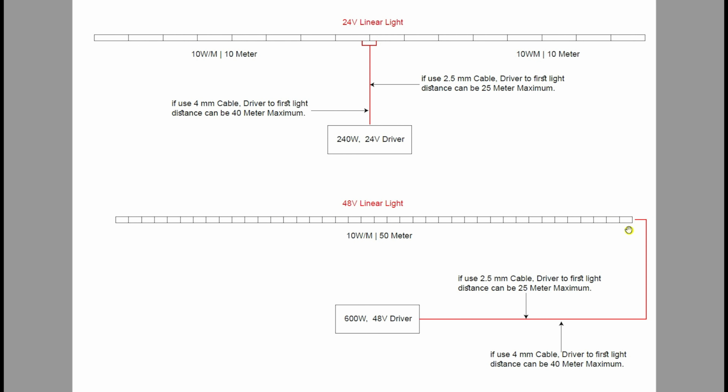You need to use a higher wattage driver. If here it is 50 meters and each meter is 10 watt, the total load is 500 watt. So we are going to use a 600 watt, 48 volt driver, and as I mentioned, with 2.5 mm cable, the distance from the first light to the driver can be 25 meters. If it is 4 mm, the first light to the driver can be 40 meters, as I mentioned earlier as well. From here, 50 lights can be connected one by one without any extra cables.